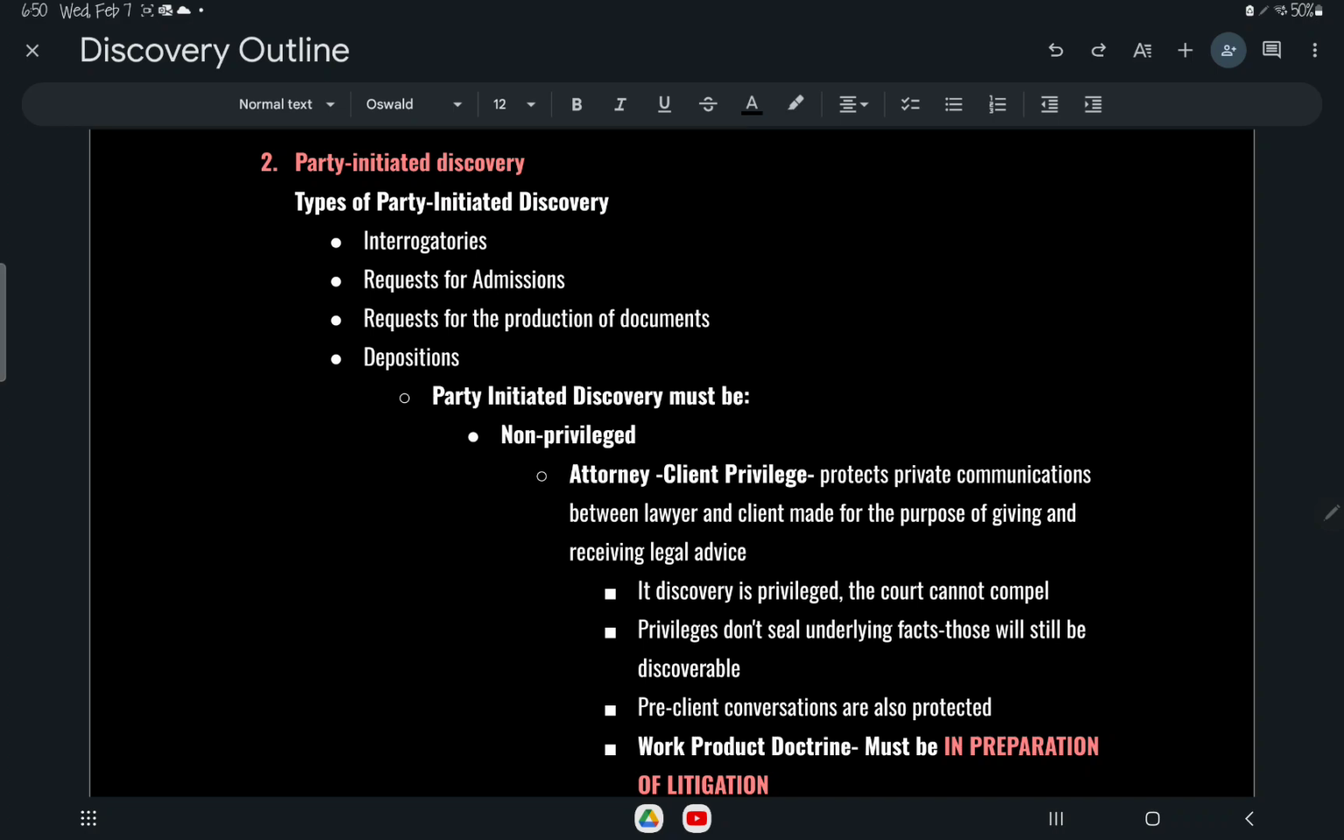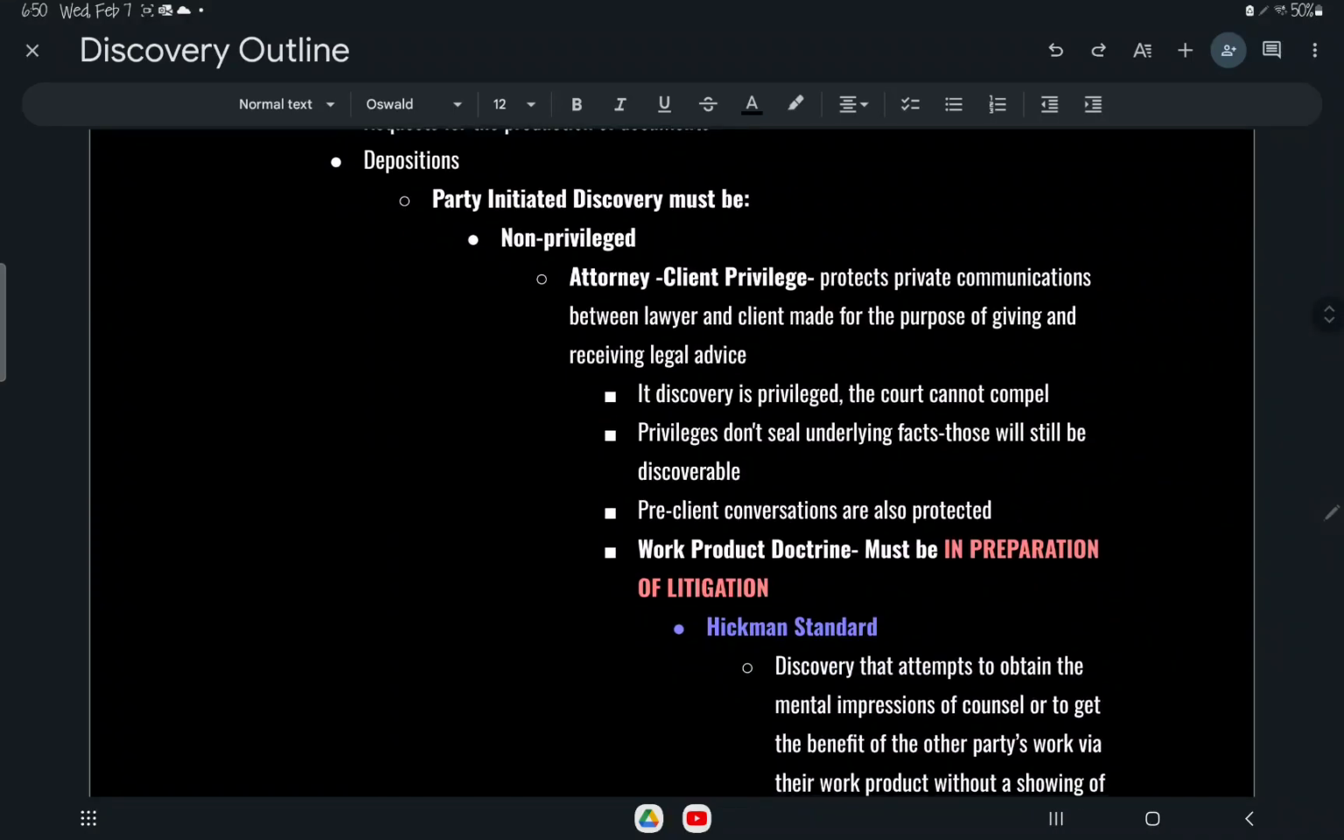Party-initiated discoveries must be non-privileged, such as attorney-client privilege, which protects private communications between a lawyer and client made for the purpose of giving and receiving legal advice. If discovery is privileged, the court cannot compel it. Privileges don't seal the underlying facts. Those will still be discoverable. Pre-client conversations are also protected. This is the work product doctrine.